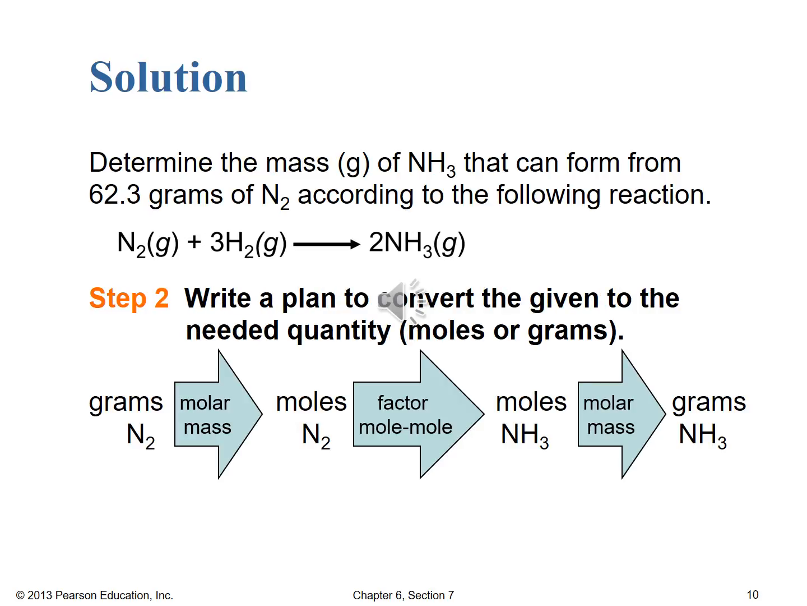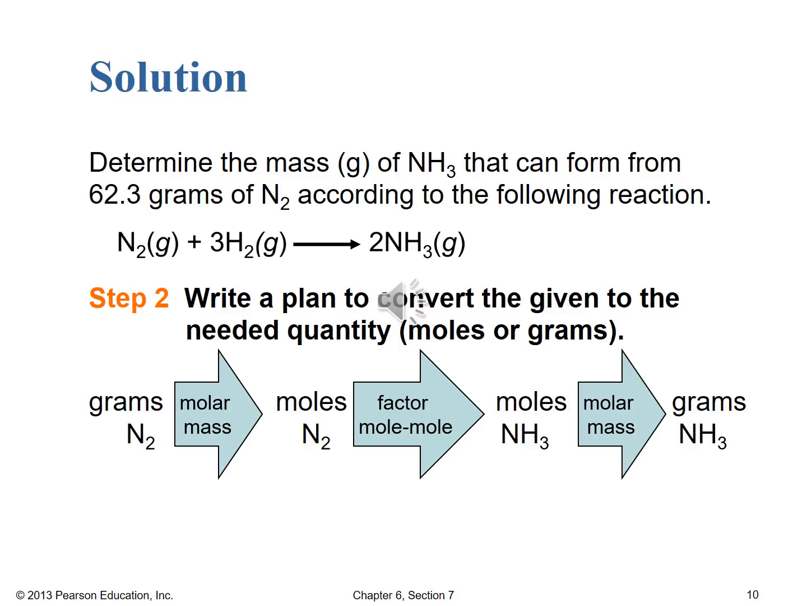Moving on to step 2, we'll write our plan to convert the given to the needed quantities, either moles or grams. In this case, we're starting with grams and ending in grams, but obviously we'll need to use the mole as an intermediate value in order to make meaningful sense. We can't just look at grams and go to grams, or as you'll see, you'd end up quite wrong if you think that 62.3 grams of nitrogen is going to produce twice that gram mass of ammonia. That's not the case here. It's the mole that matters, and the mole is buried in this problem.